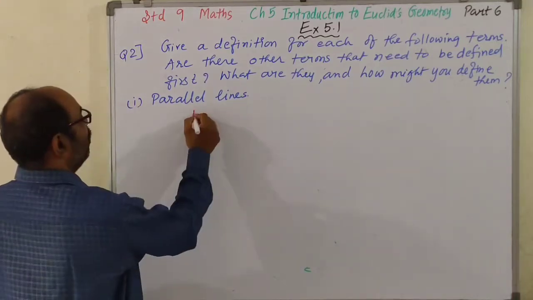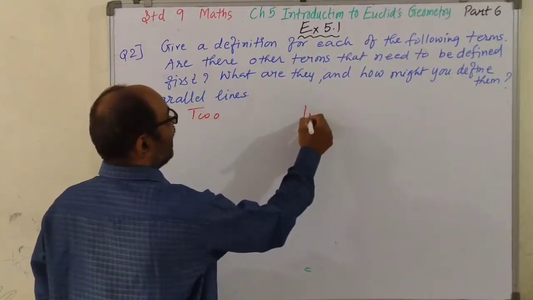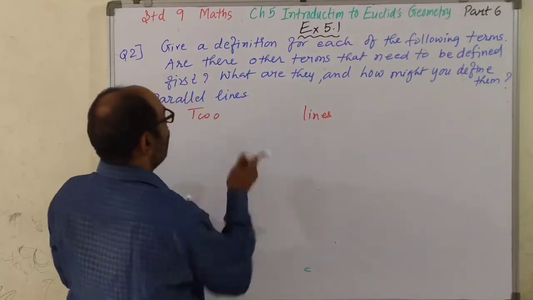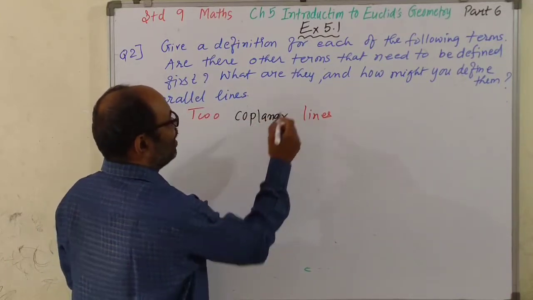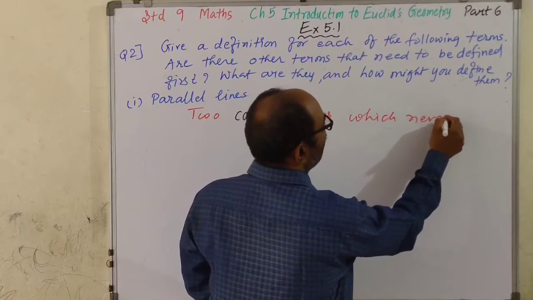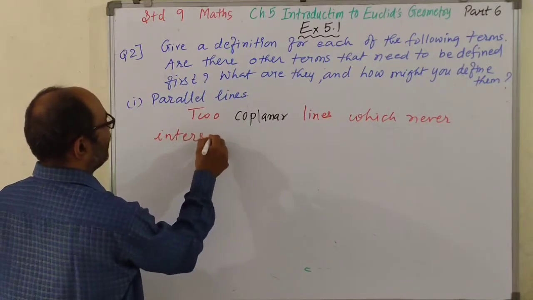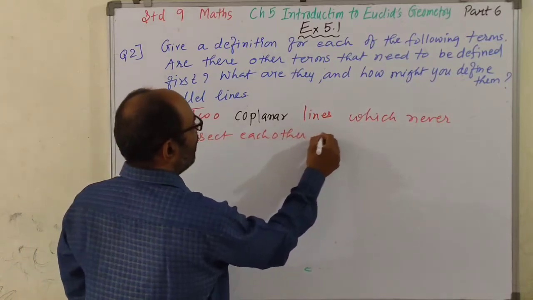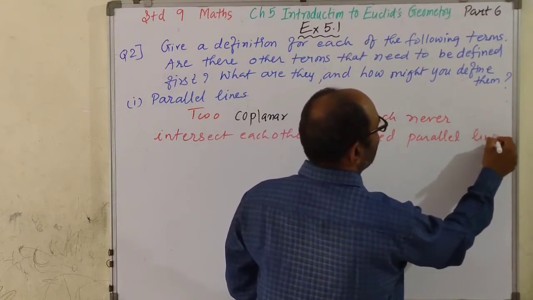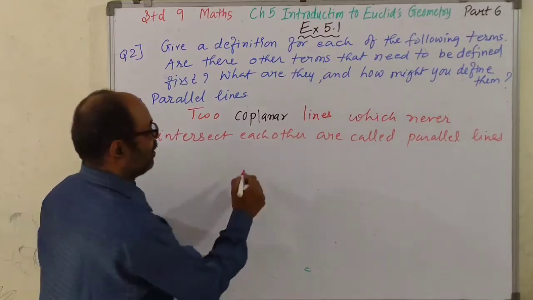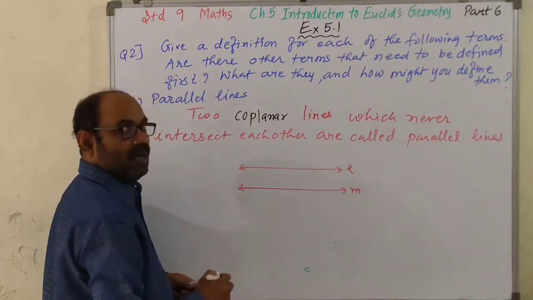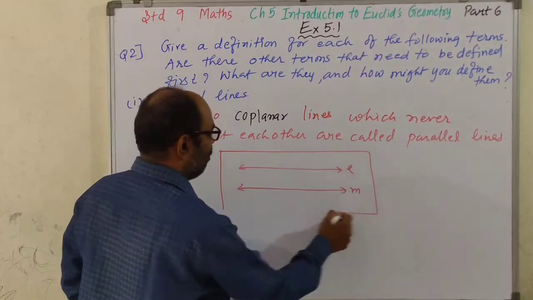Two lines, but compulsory they have to be in the same plane. So two coplanar lines which never intersect each other are called parallel lines. And this is how we draw L and M. And to show they are in the same plane, they are kept in a box like this.